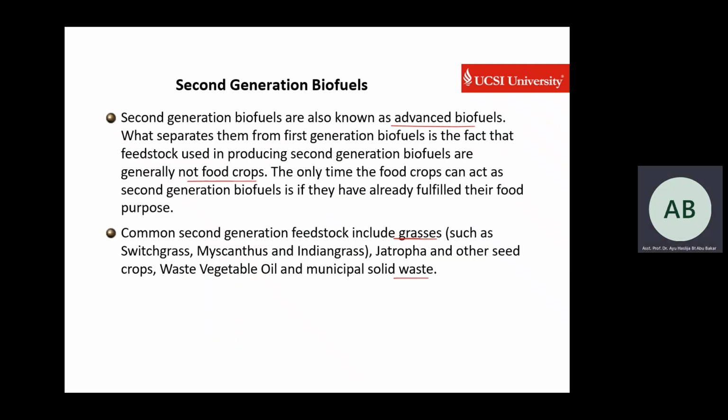Okay, for the second generation biofuel, just now the first generation used food source. For second generation, it is not food crops. It comes from waste, such as grasses, other types of waste, municipal solid waste, waste vegetable oil, waste cooking oil. That's why there are a few factories that use waste cooking oil to convert into biodiesel. Those contractors or entrepreneurs that collect the waste cooking oil, this is their purpose, to convert into biodiesel.